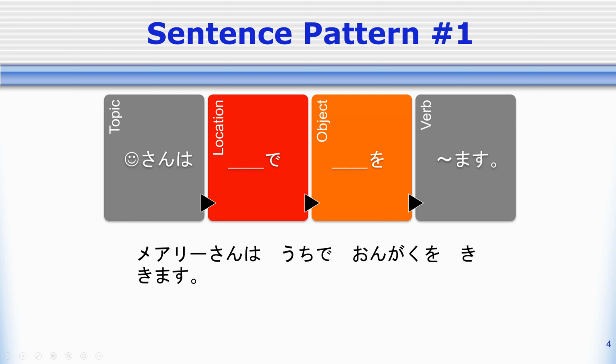So now we can make all kinds of sentences in Japanese telling where we do something and what we do there.